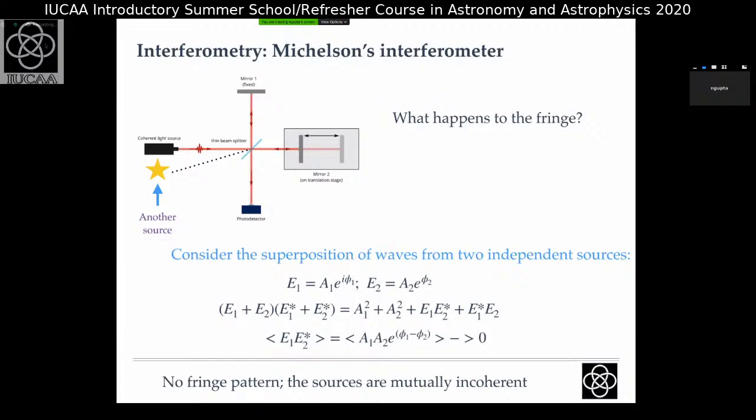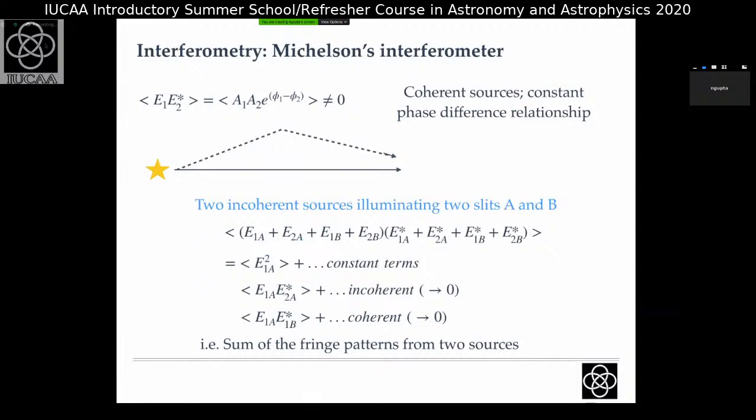If I carry out this simple algebra, I would find that if I take an average over some time, it approaches 0. Why is that? Because these two sources are mutually incoherent in this case. They have nothing to do with each other, right? So there are no fringes that I would see. And that's something we know from Young's double slit experiment also, right?